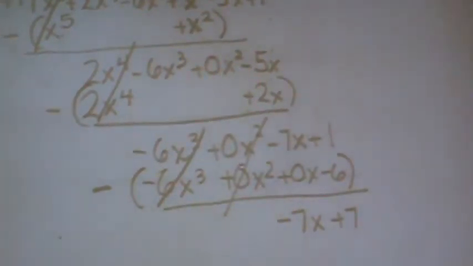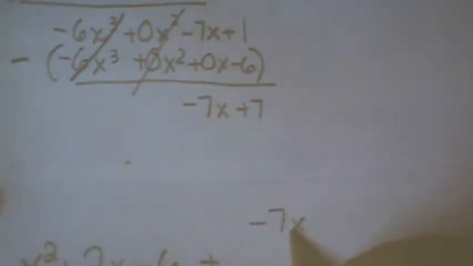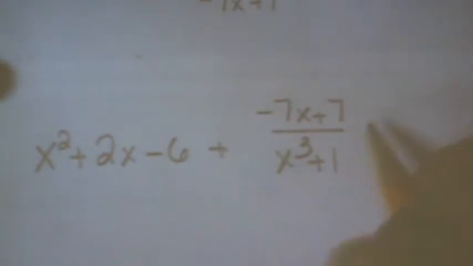So this is how I would write that answer. I would write x squared plus 2x minus 6 with a remainder of negative 7x plus 7 over x cubed plus 1. Just like that. Okay. That's your answer. This is your quotient, this is your remainder. The last one.